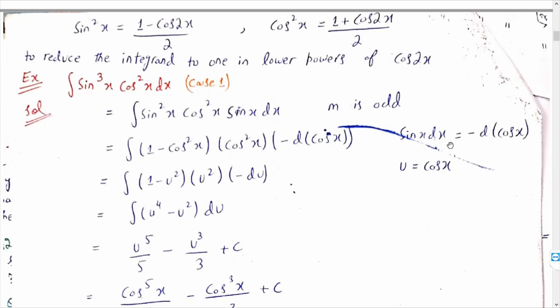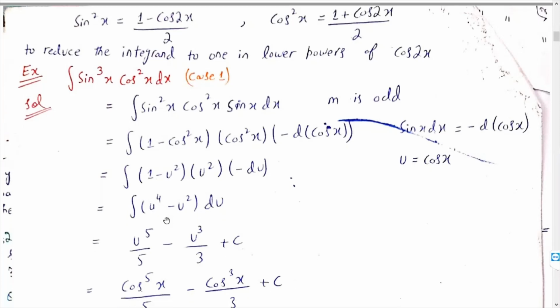Now, what we can do is we'll do substitution. Let u is equal to cos of x. If u is cos of x, then it is 1 minus u square, it will be u square, and this will be minus d of u. Now what we'll do is we'll multiply, u square minus u4, and this negative sign will make it u4 minus u square du.